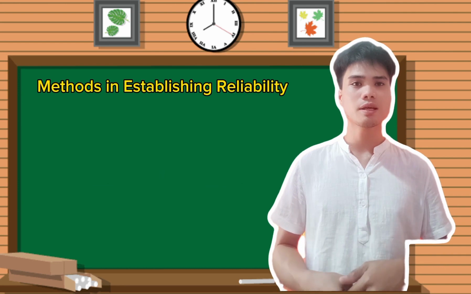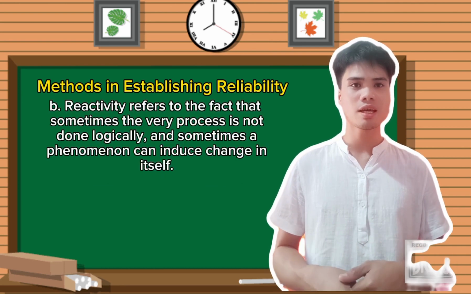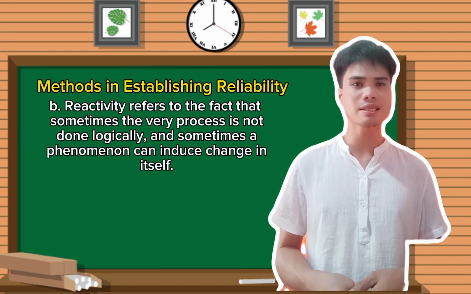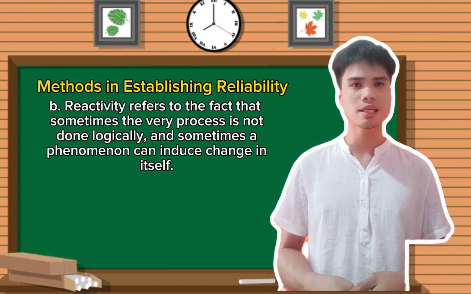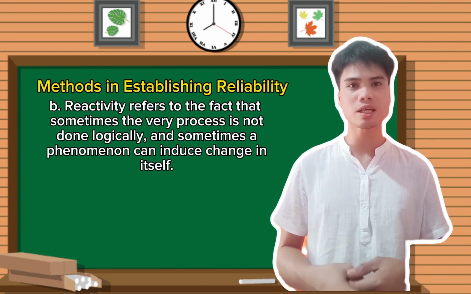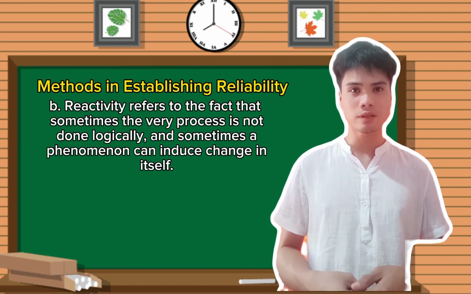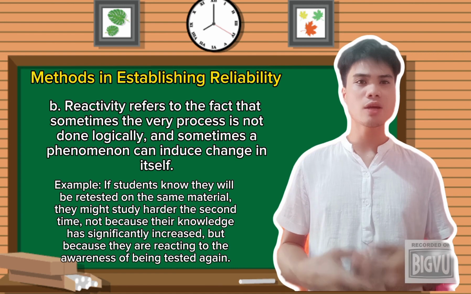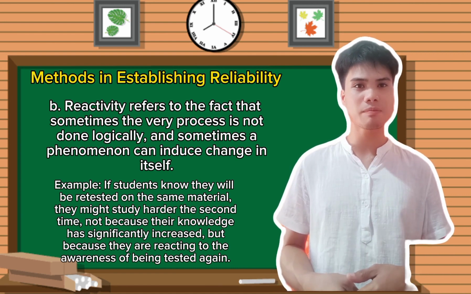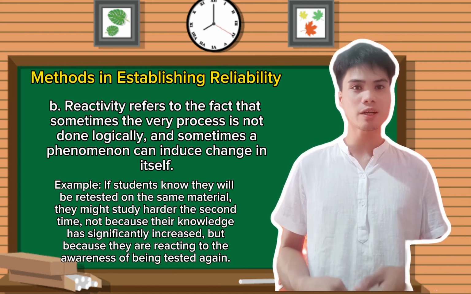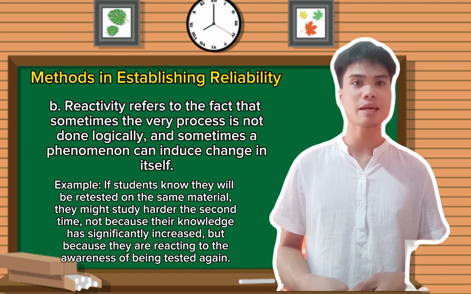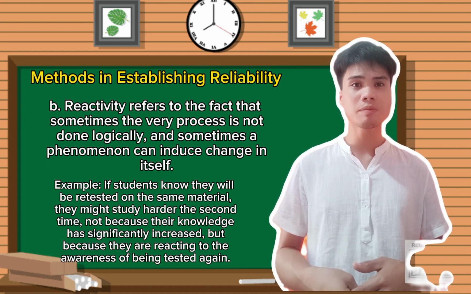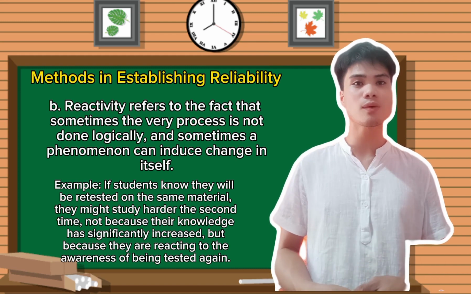The second weakness is the reactivity. This refers to the fact that sometimes the very process of measuring a phenomenon can induce change in itself. For example, if students know that they will be retested on the same material, they might study harder the second time, not because their knowledge has significantly increased, but because they are reacting to the awareness of being tested again.